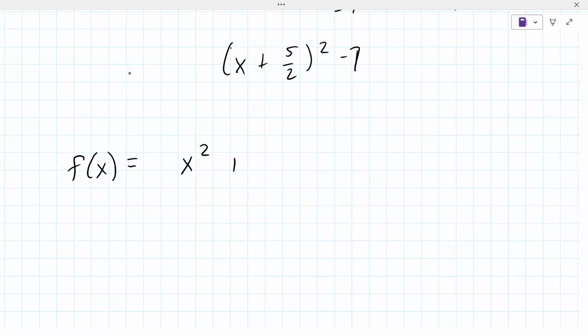Let's go x squared plus 1x plus 5 over 4. Okay, so same thing here. Give this a try. It does work out kind of nicely.